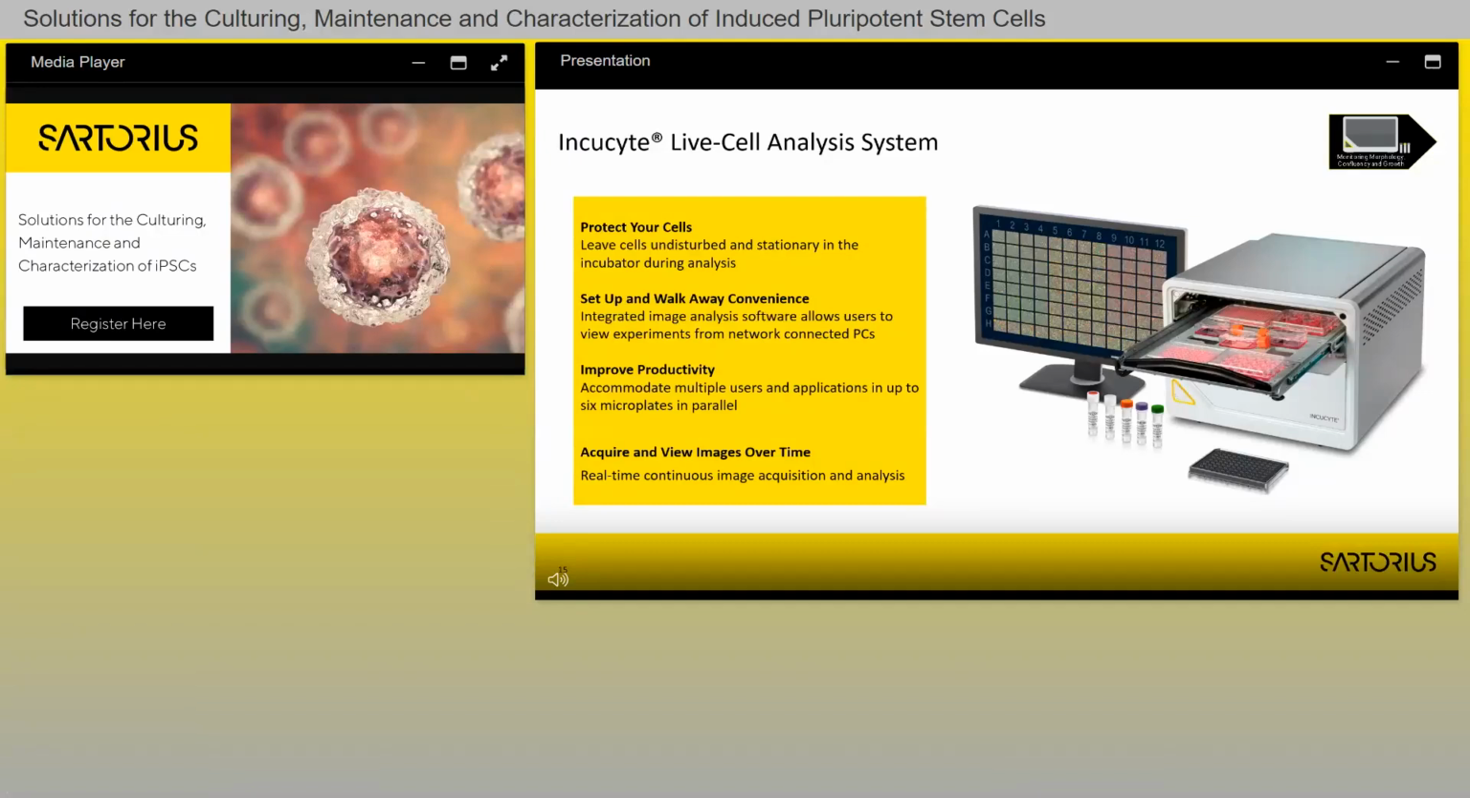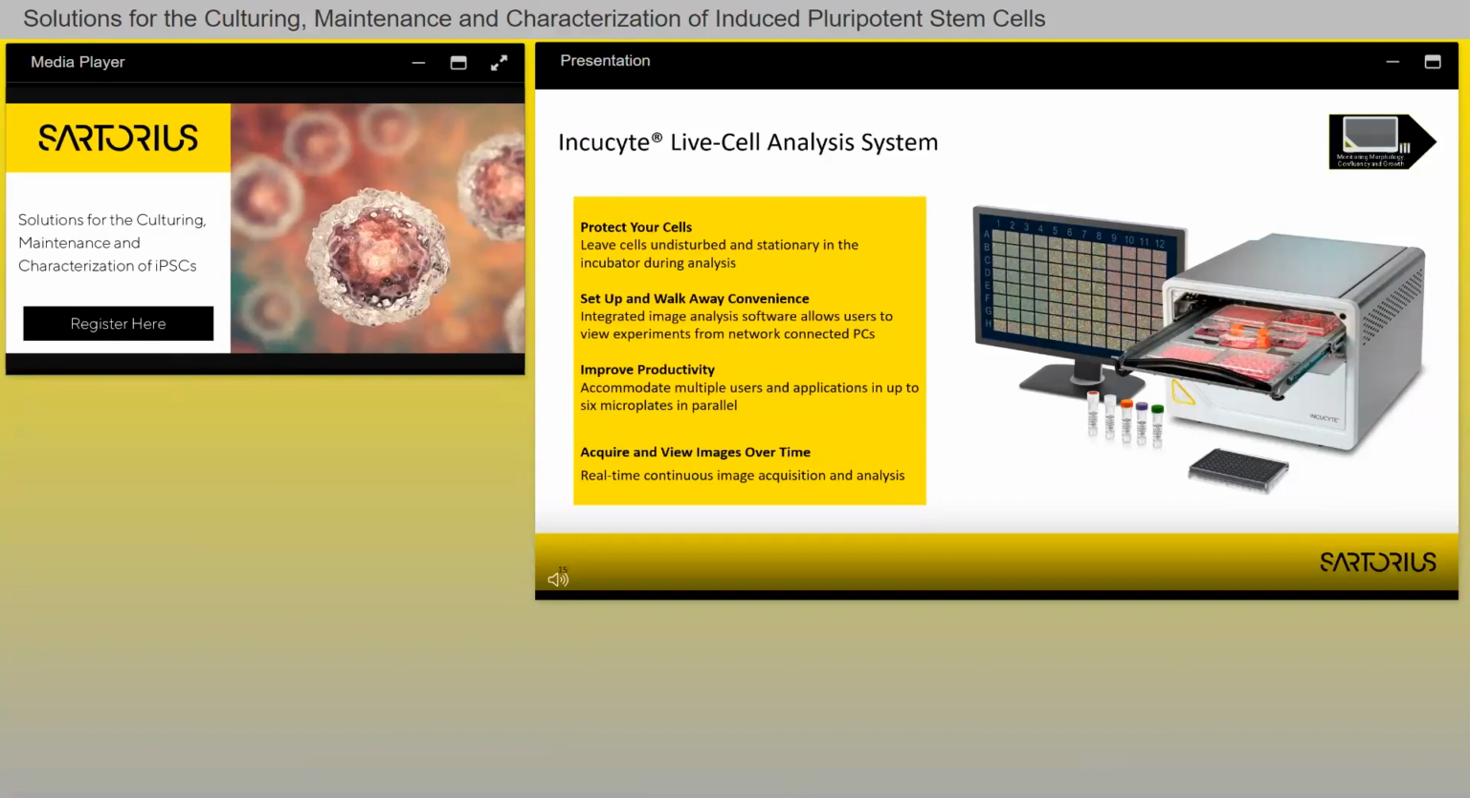You also have setup and walk away convenience. The integrated image analysis software will allow you to set up your analysis and then view your experiments from PCs as long as they're connected to the same network. The system also allows you to improve productivity because it can accommodate multiple users and applications in up to 6 microplates in parallel.